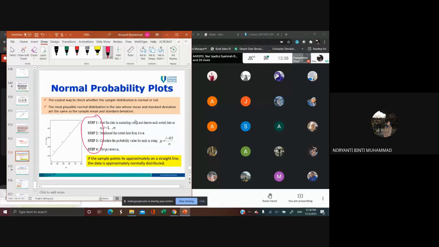Normal probability plot is usually used when we want to check whether our data is normal or not. Does it follow a normal distribution or not? If your data follows a normal distribution, usually you can use any method that you learn in our class, in chapter 2, chapter 3, chapter 4, chapter 5 and 6, because for all the methods that you learn, we assume our data follows a normal distribution.